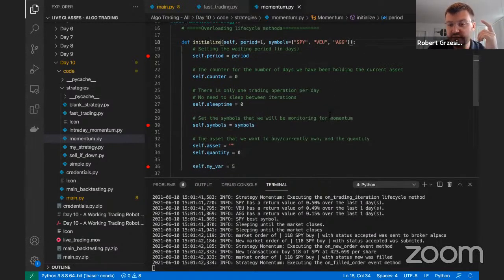Basically it takes these three symbols here, and again, you could change these. Out of these three symbols, which one has done the best over a one day period, and it simply buys that one. So this is SPY in this case. It says here VEU was up 0.49%, AGG was up 0.15%, but SPY was up about 0.5%. So that one did the best.